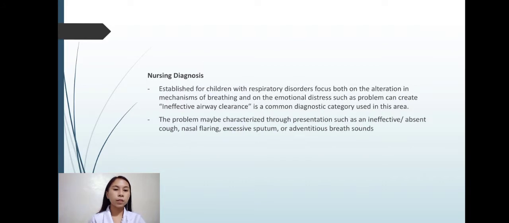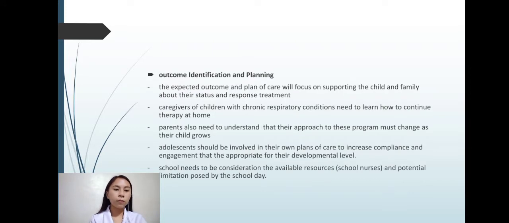And next, the nursing diagnosis established for children with respiratory disorders focuses both on alterations in mechanisms of breathing and emotional distress. Ineffective airway clearance is a common diagnostic category used in this area. The problem may be characterized by presentations such as ineffective cough, nasal flaring, excessive sputum, or adventitious breath sounds.